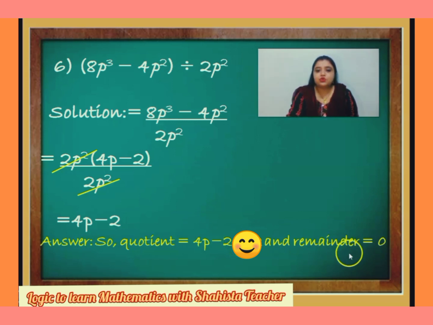4p minus 2 and remainder is 0. So my dear students, in this way we have completed sub question 6. Now let's solve the last question of this practice set. Sub questions 7, 8 and 9 are homework for you. Do those sums by yourself. Now let's solve sum number 10.